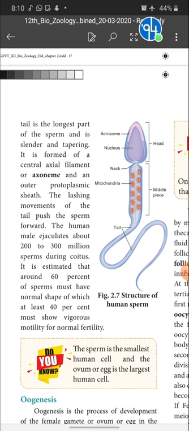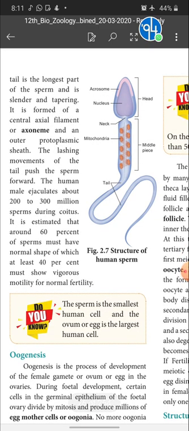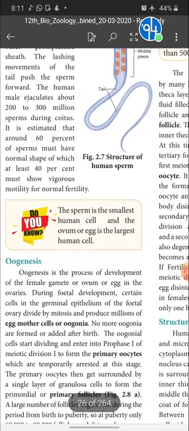The human male ejaculates about 200 to 300 million sperm during coitus. It is estimated that around 60% of sperm must have normal shape, of which at least 40% must show vigorous motility for normal fertility. Okay, so the sperm is the smallest human cell and the ovum or egg is the largest human cell. You note it, children.